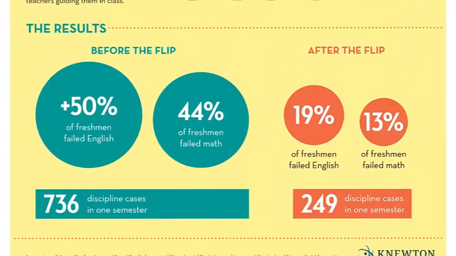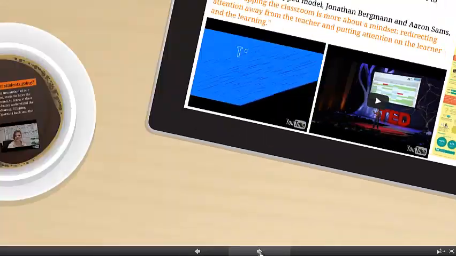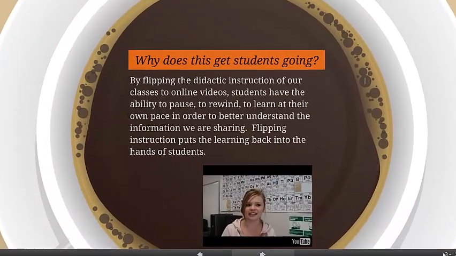As you heard Aaron Sams talk about in the video just previously, there have been some very good preliminary results with students and with schools that have tried this flipped approach, with fewer students failing because they're able to re-watch material, pause, rewind, and move at their own pace in some ways. So then why does this work?